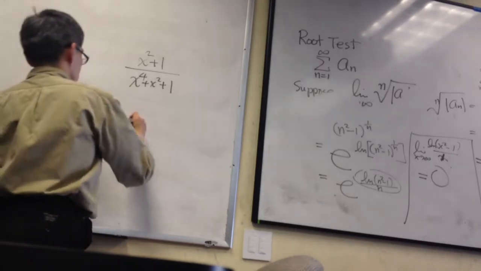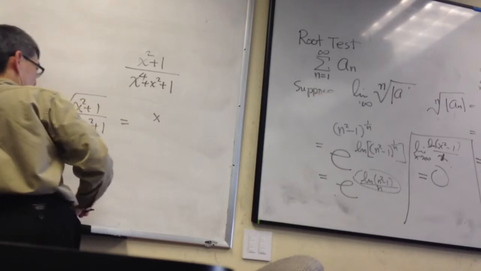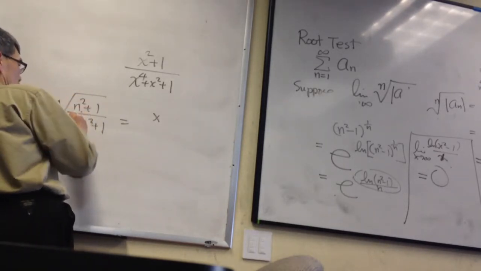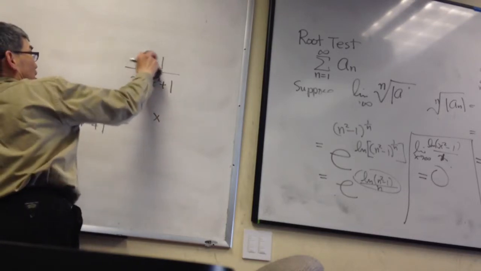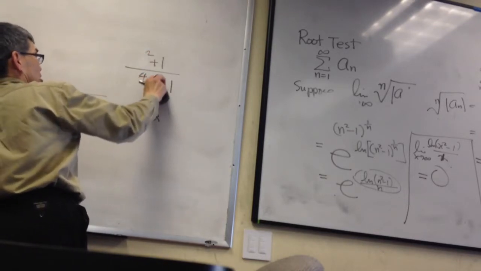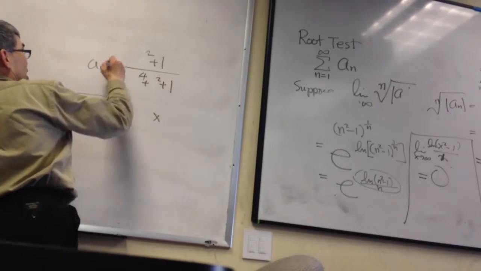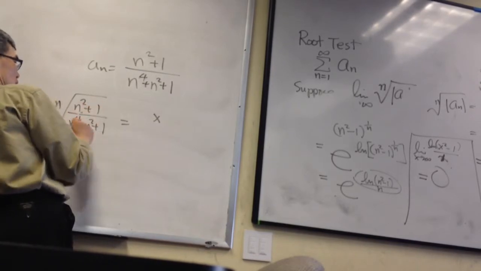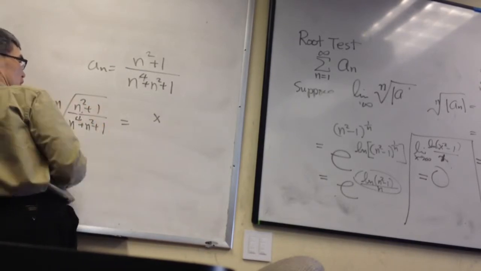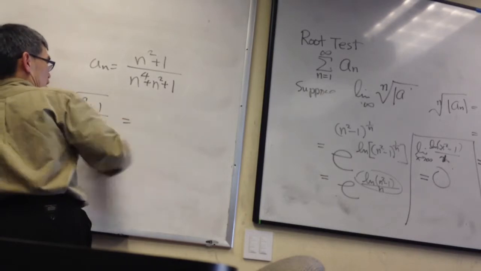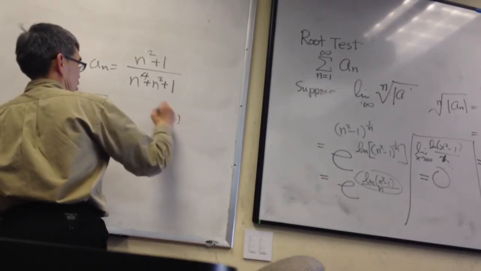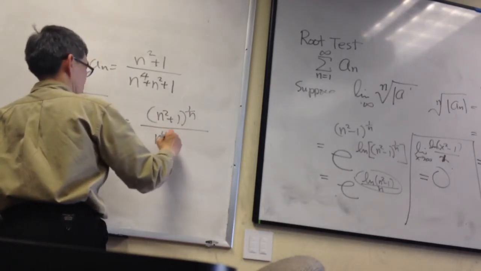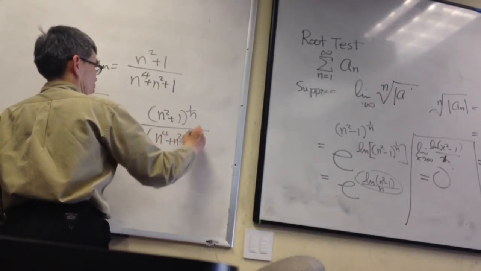Then you'll have to do what? I mean n, right? n squared, I meant n, I didn't mean x. So this is a_n equal to n squared plus 1 over n fourth power plus n squared plus 1, and take the nth root. And that would be n squared plus 1 to the 1 over n power, divided by n fourth power plus n squared plus 1, also raised to the 1 over n power.